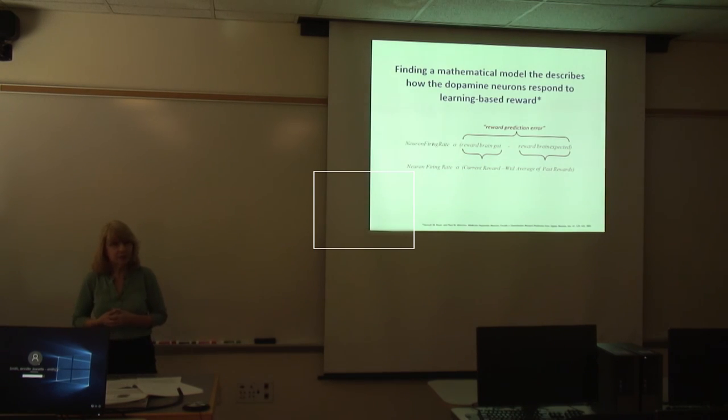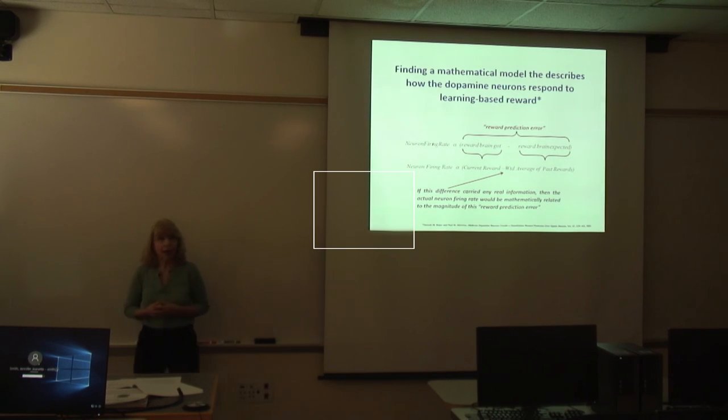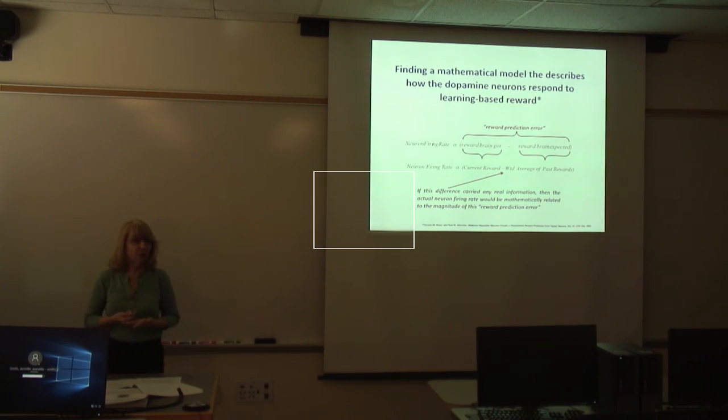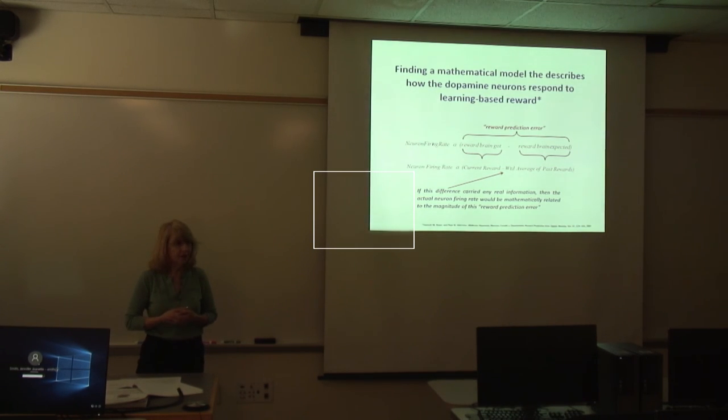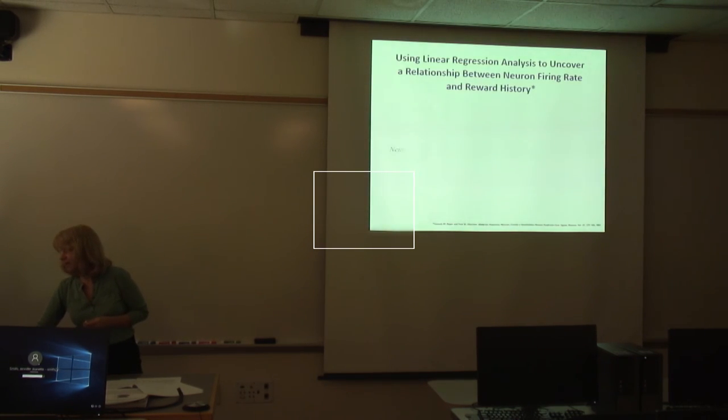It's kind of like a neural net signaling tool. So if this difference carried any real information, then the actual neuron firing rate would be mathematically related to the magnitude of this reward prediction error. This is the theory that the scientists who were doing this experiment with the monkeys and the light were going to test. They said if we can quantify the neuron firing, which they could because they had electrodes sitting in the neurons, they could actually get the intensity of the signals that the neurons were putting out. If we could quantify that, can we link it to some mathematical model? In fact, we can. And here's the model they came up with.